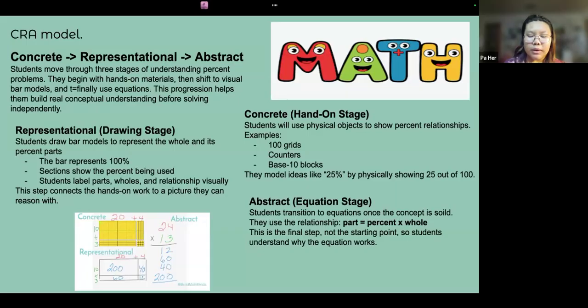Finally, we will move to the abstract stage. This is where the students will use equations like part equals percent times whole, but we only get here after they have built a conceptual foundation. The goal for the students is to understand why the equation works, not just memorize it.